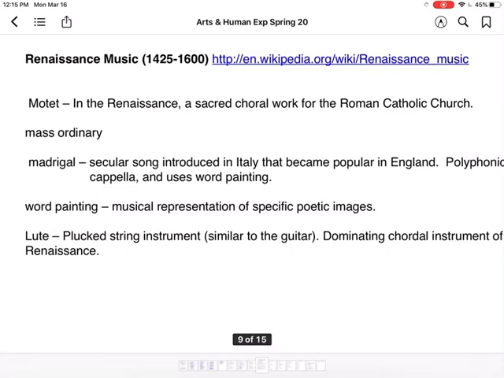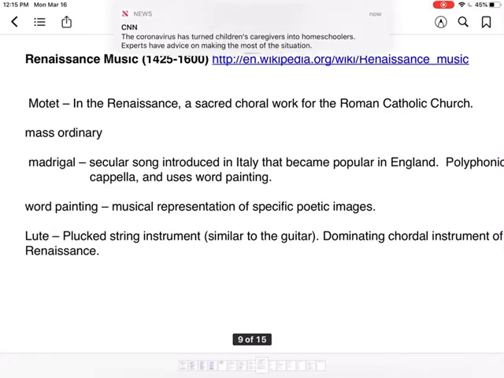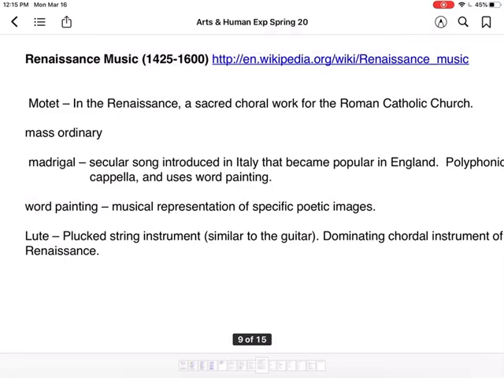Now, let's talk a little bit about our second composer. And I thought I disabled my notifications, but apparently they're coming through anyway. So I'll try to swipe those away when that happens.